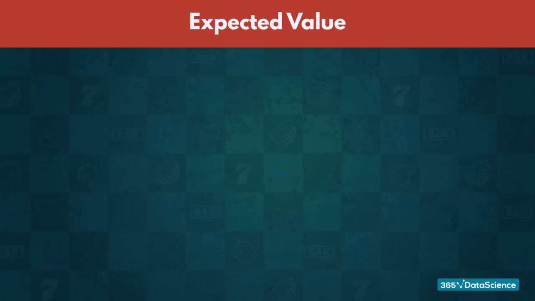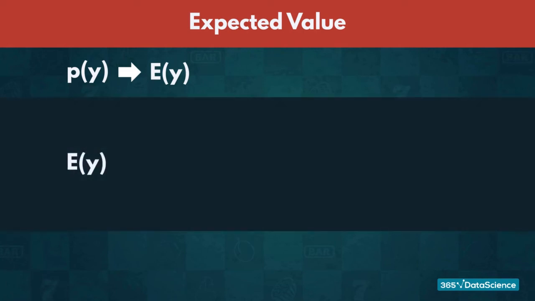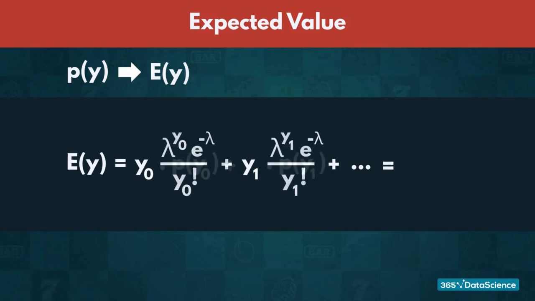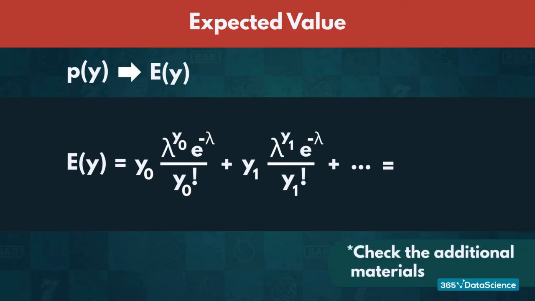So far, so good. Knowing the probability function, we can calculate the expected value. By definition, the expected value of y equals the sum of all the products of a distinct value in the sample space and its probability. By plugging in, we get this complicated expression. In the additional materials attached to this lecture, you can see all the complicated algebra required to simplify this. Eventually, we find that the expected value is simply lambda.